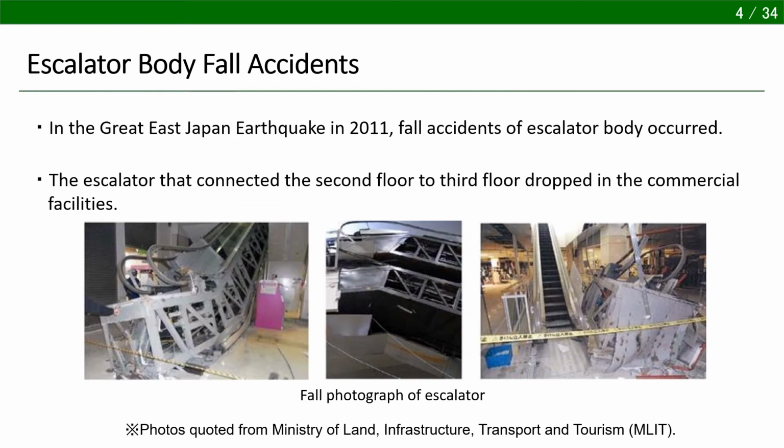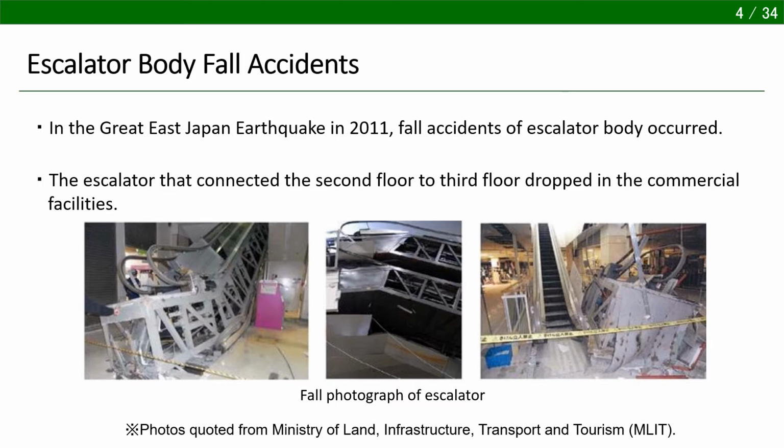However, in the Great East Japan earthquake in 2011, escalator body fall accidents occurred. In these accidents, the escalator that connected the second floor to the third floor dropped in a commercial facility. This figure shows a falling escalator. After these accidents, the quake resistance standard was revised in Japan.